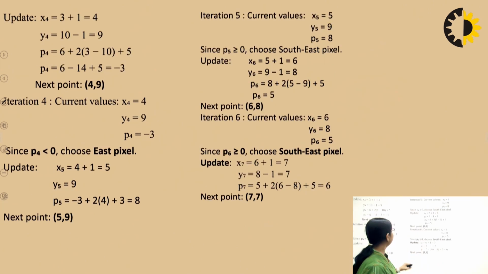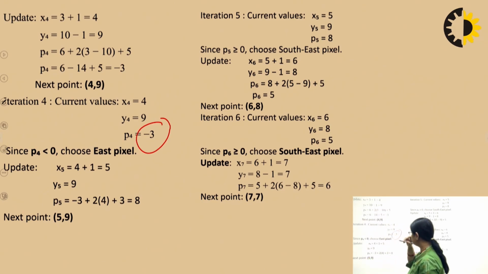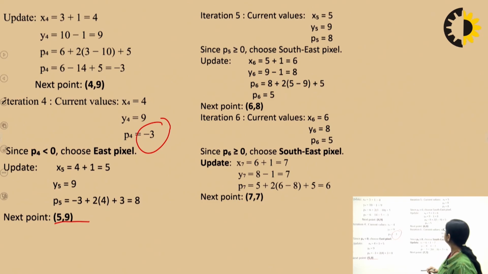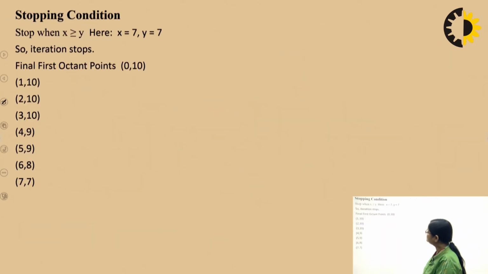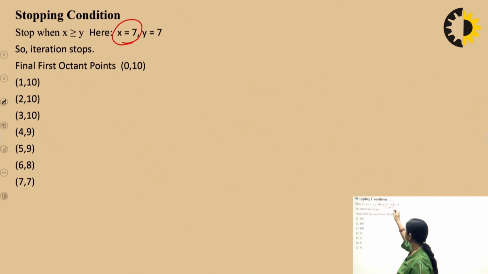Now, in iteration 4, the value is minus 3, so P4 is less than 0 and we are choosing the east pixel. The next point is 5, 9. Then my next point is 6, 8, and then it is 7, 7. Now here x equals 7 and y equals 7, so we find that our iteration has stopped.